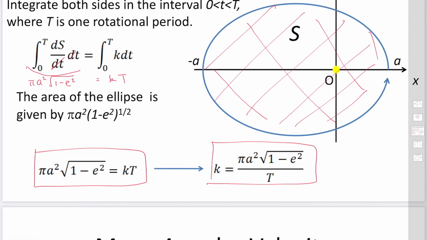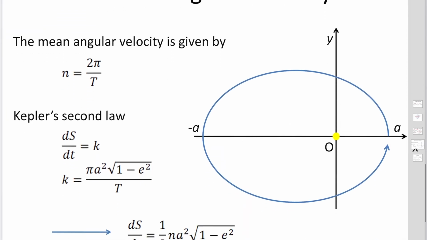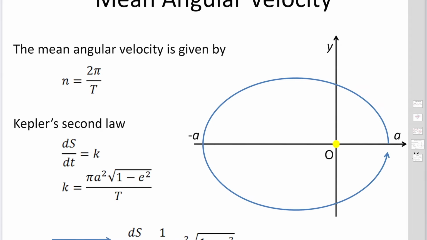Okay. Then we have already found k. But now we'd like to introduce a new term, the mean angular velocity. Angular velocity is angle divided by time. So mean means 2 pi radians, from 0 to 2 pi, divided by the period. That's the mean angular velocity, n. Instead of k, sometimes it might be better to use n.